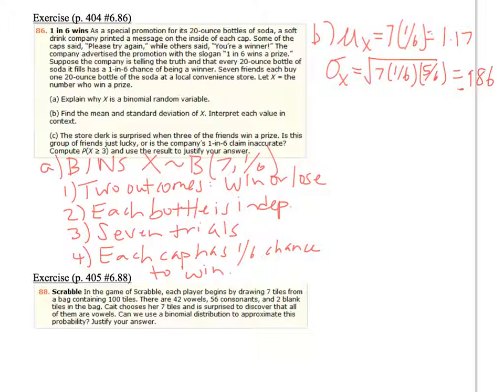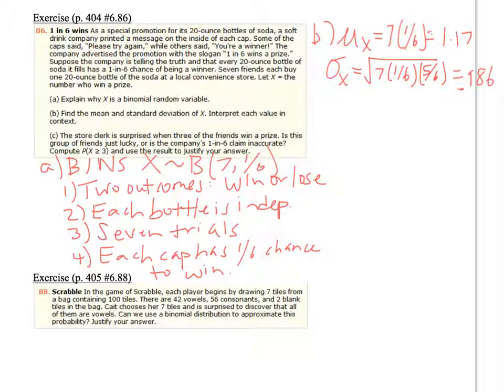Interpreting that, I'm just going to speak here. The mean is 1.17. On average, we expect 1.17 winners. And the standard deviation, we're going to deviate from that on average by 0.986.